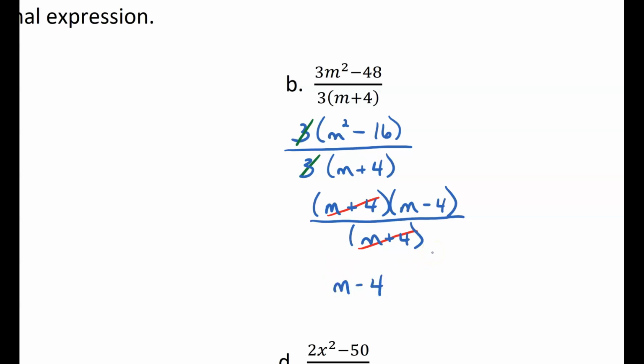You also put in cannot equal negative 4. Yes, you do. And again, we can't see it anymore, but it is in the original expression, so we have to address it. M cannot be equal to negative 4. So any questions on those two?